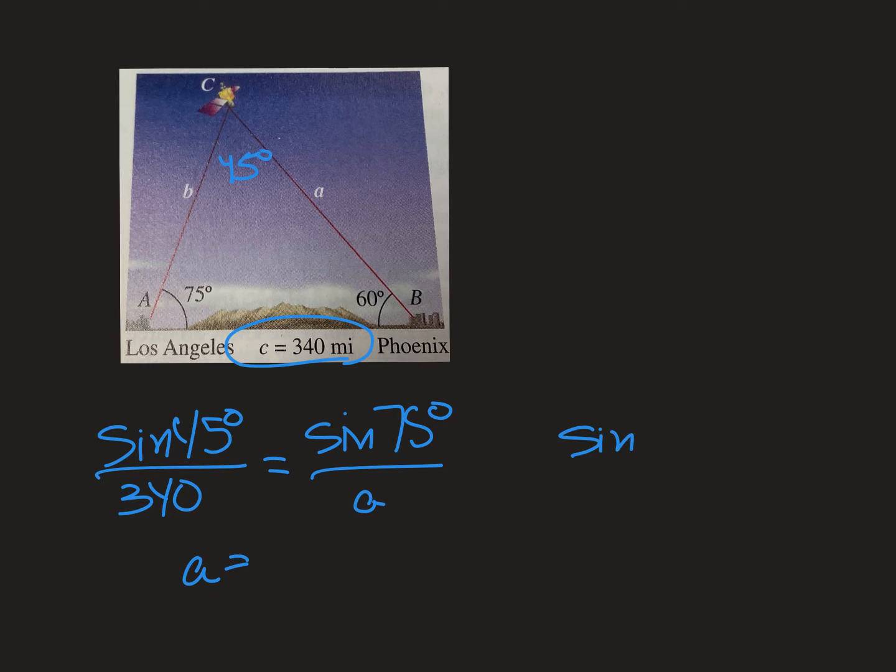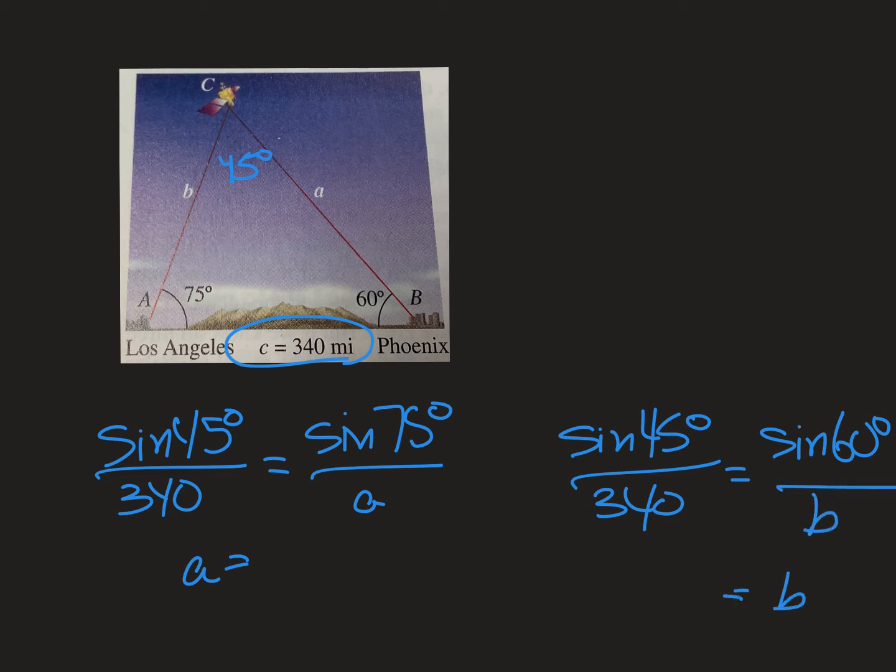And to find side B, to save a little bit of time here, do the same thing. Sine 45 over 340, except this time I'm going sine 60 over little b, or side b. And when you cross multiply right there, divide for b, you're going to get about 416. So it's about 416 miles from Los Angeles to that satellite right there. From Phoenix would be whatever A was, and to be honest, I didn't punch that one in.